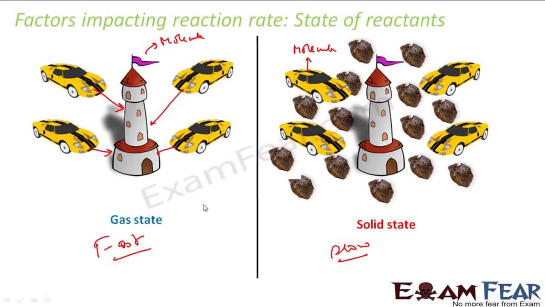Right? As I told, the chemical reaction takes place when the molecules hit each other. When they hit each other, they come in contact and they form product. So in the gaseous state or in the liquid state, the collision frequency is large. Right? They can hit more. This car can hit the tower more. The collision frequency is large, so the reaction rate is large.